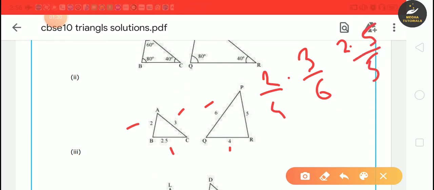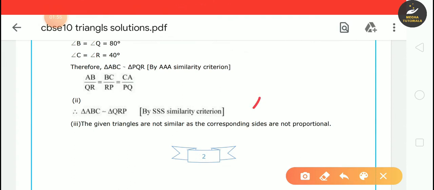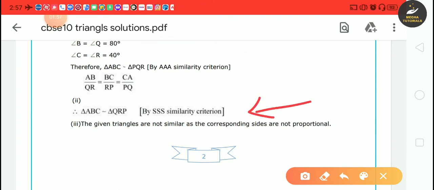Now relation in between them, that is they are equal because all ratios come to the simplest form as 1 upon 2. Therefore we can say that all ratios are equal. Therefore by SSS test, these two triangles are similar triangles. So triangle ABC is similar with triangle QRP by SSS test.